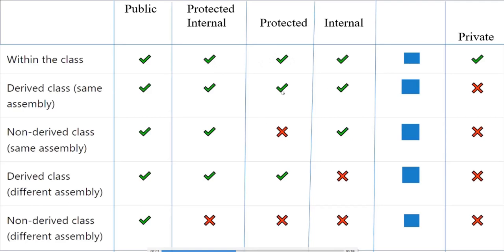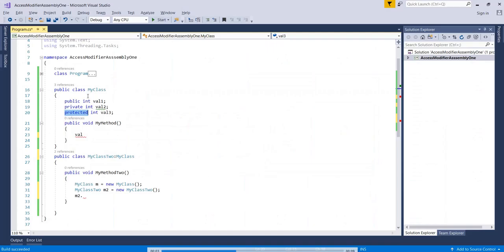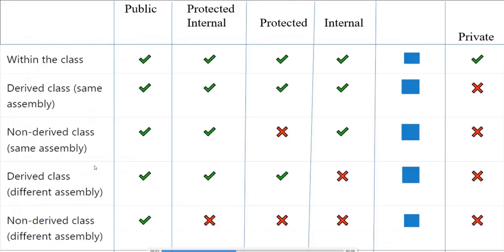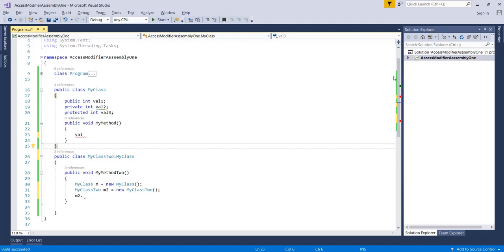Also, we can access a protected member in a derived class in a different assembly. This is a derived class within the same assembly, which means within the same project. Now a derived class in a different assembly also. So for a different assembly we will have to create another project.